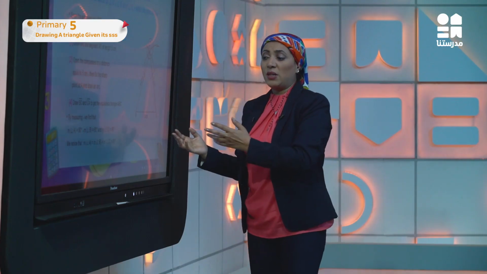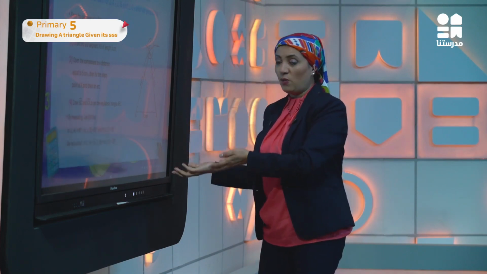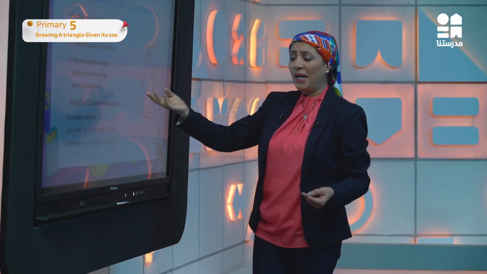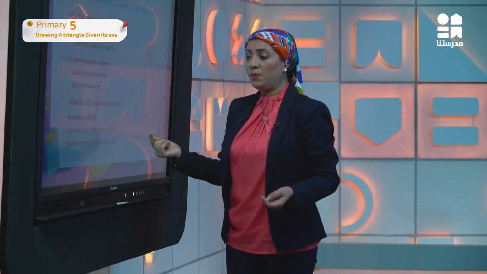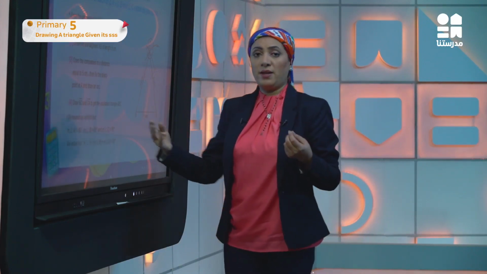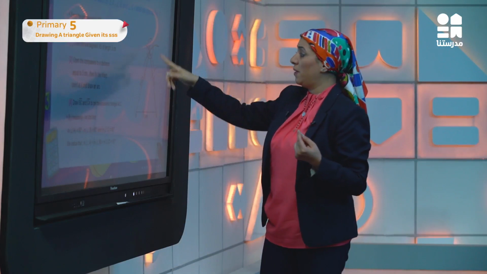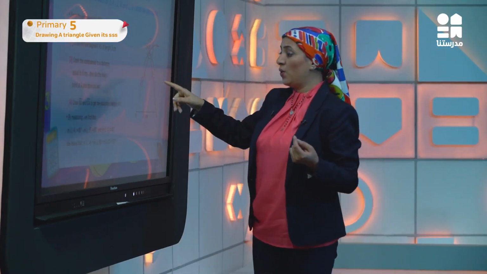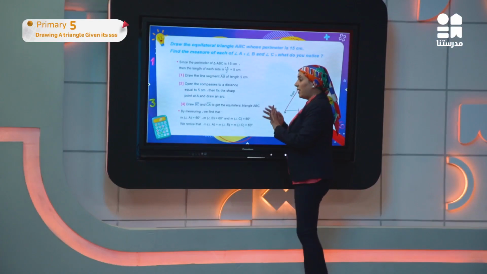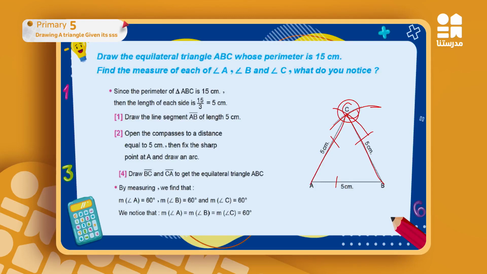If I don't measure it, and I don't need to measure it because I already know this is an equilateral triangle, then 180 divided by 3 gives me 60, which means that every angle I have inside my triangle is equal to 60, and the three of them are equal. Measure of angle A equals measure of angle B, and measure of angle C equals 60 degrees.